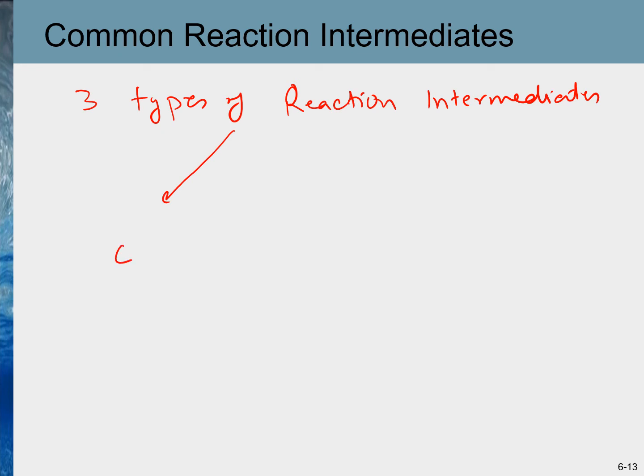In the first, we will have a species in which a carbon atom carries a positive charge. In this species, the carbon atom which carries a positive charge has only 6 valence electrons, so hence it is quite unstable, and these kinds of intermediates are known as carbocations.